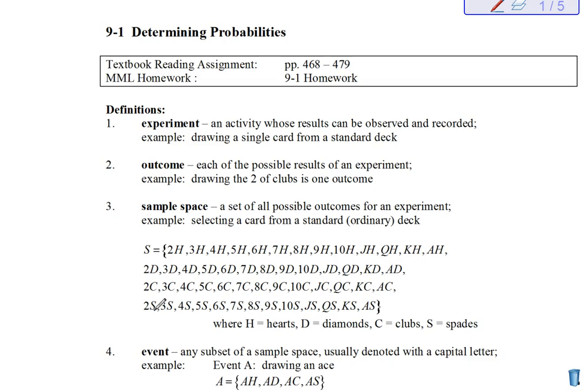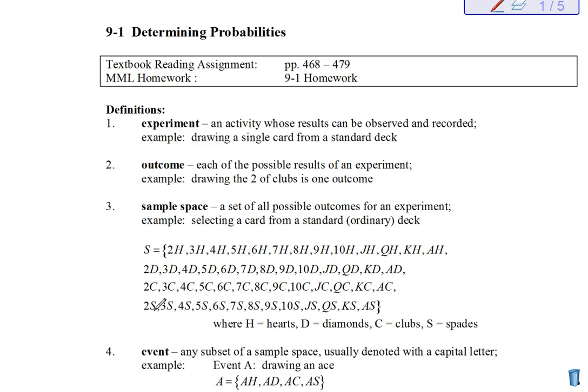Fourth definition is event. An event is a subset of the sample space. For example, it's being specific about what kind of event you want to happen. For event A, I want to know all of the outcomes that would include drawing an ace. Well, in the standard deck of cards, there are 4 aces out of the 52 cards, so my event would be ace of hearts, ace of diamonds, ace of clubs, ace of spades.